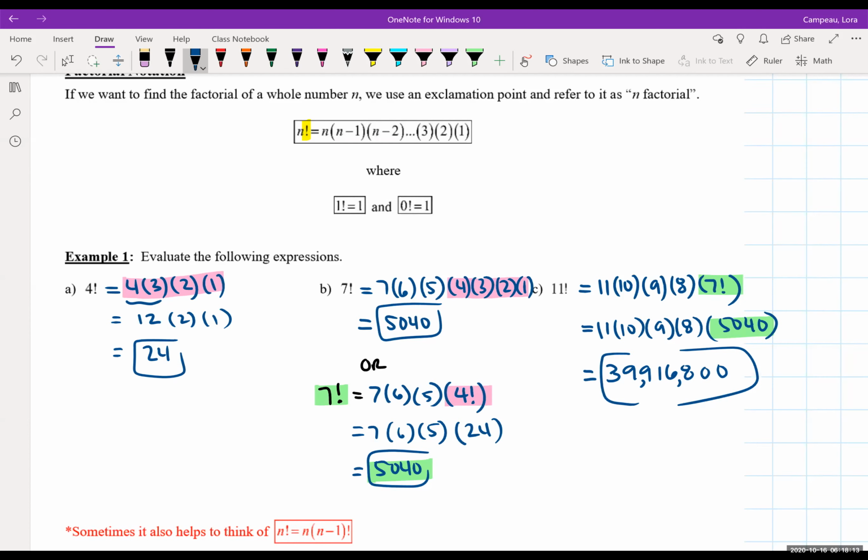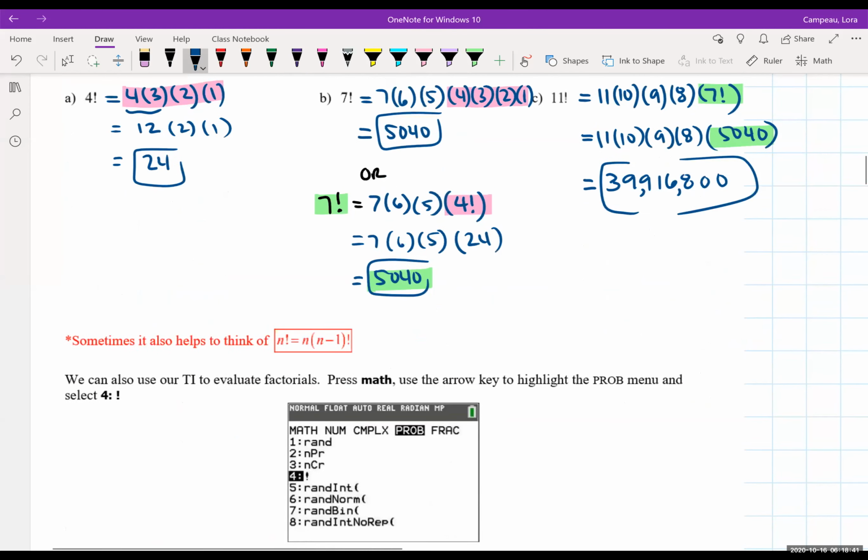Maybe we don't have our TI available, but you probably guessed it: if our TI can do all these amazing things with summations, graphing, and so on, why wouldn't it have a factorial key? And in fact, you're correct. It does have a factorial key. So if you don't mind me showing you really quick how this works, we're going to look at the probability menu. We do use this a lot in probability.